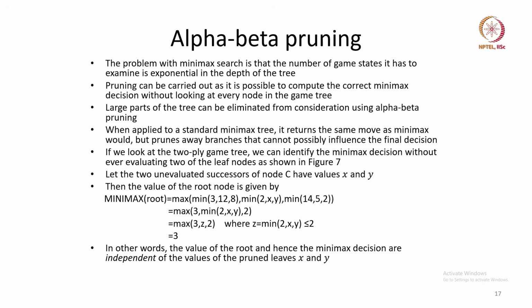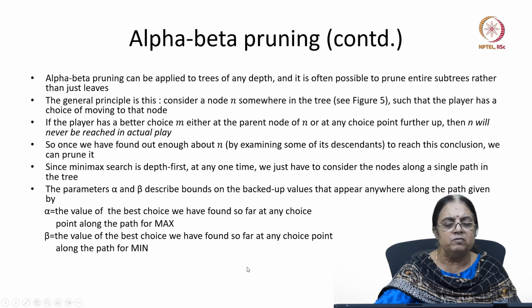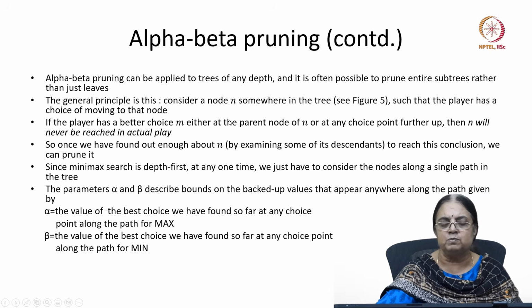So the principle that you're using is like this. If you consider a node n in the tree, such that the player has a choice of moving to that node, and if the player has a better choice M, either at the parent level or further up, then N will never be reached in actual play. So you can just prune it. So that's the basic idea.